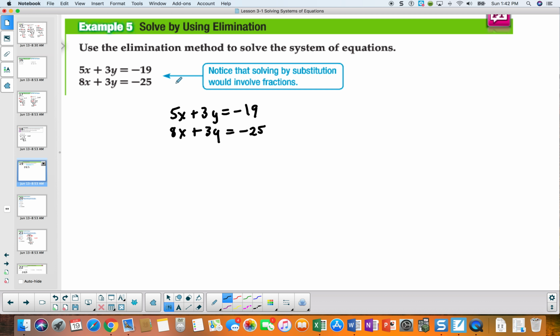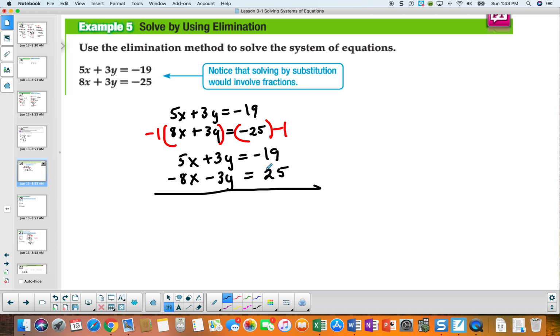All right, let's go ahead and do it again. In this case, I don't have opposite variables, so adding would not be a good idea at this point. So what I'm going to do is multiply this side by negative 1 and multiply this side by negative 1. Now I'll have 5x plus 3y equals negative 19. I'll have a negative x minus 3y equals positive 25. Now I have opposite variables, so I can say negative 3x equals, and then this is going to be a positive 6. So x is equal to negative 2.